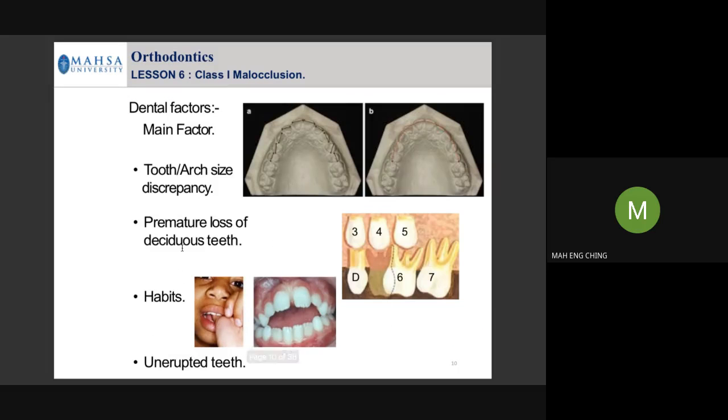Soft tissue is due to habit. Then there is tooth-size and jaw-size discrepancy. Either the jaw is too big and the teeth are too small, or the teeth are too big and the jaw is too small. If the jaw is too small and the teeth are too big, it causes crowding. If the jaw is too big and the teeth are too small, it causes spacing. So either one will cause malocclusion. It has to be balanced between the tooth size and the jaw size.